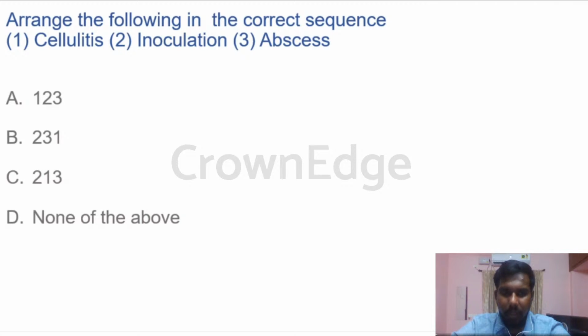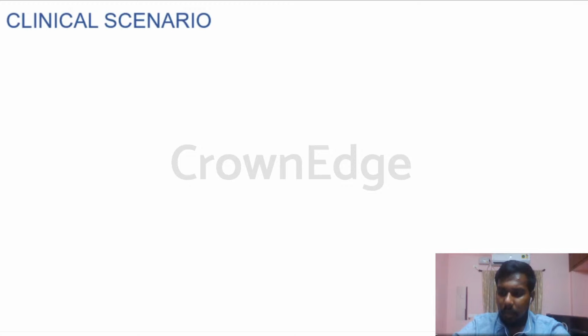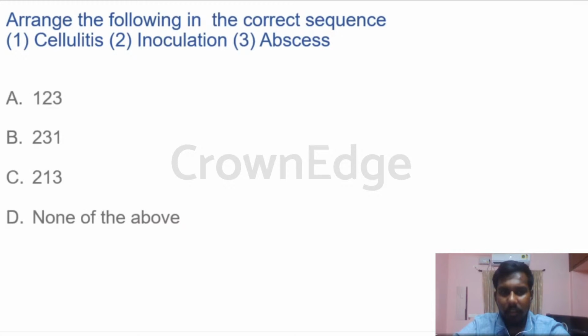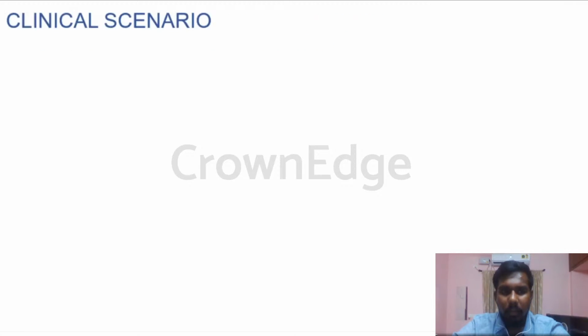Okay, we'll go to the next question now. Now we'll start with the clinical scenarios. Yes, Jaydev, the answer is first inoculation, then cellulitis, then the abscess. Answer is 213. Answer is C. We'll go to the next question about the clinical scenarios.